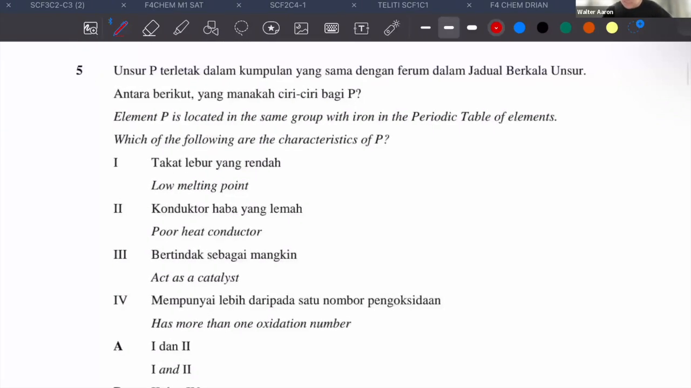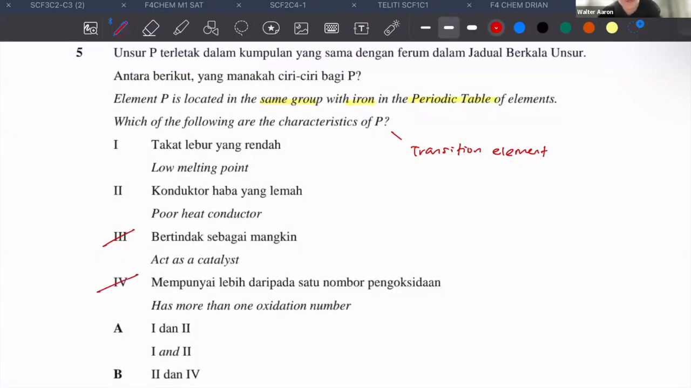Number 5, element P is located in the same group with iron in the periodic table of elements. Which of the following are characteristics of P? If it is located in the same group with iron, then I would assume that P is a transition element. Usually transition elements have certain unique properties. It can act as a catalyst, that's one of them, and it has more than one oxidation number. These are the unique properties of transition elements that metals in group 1 and group 2 don't have.